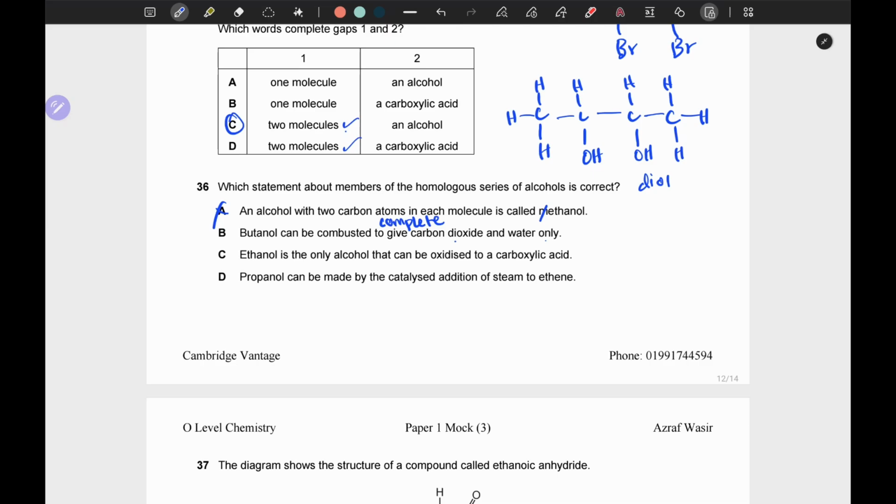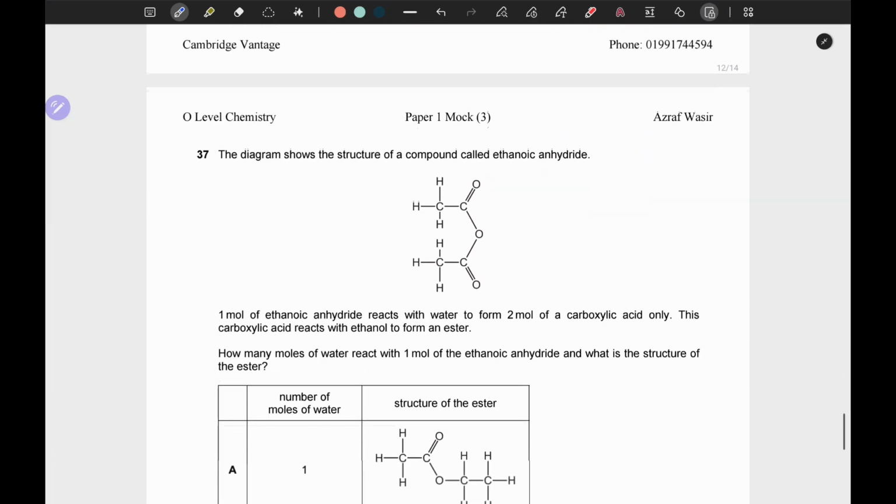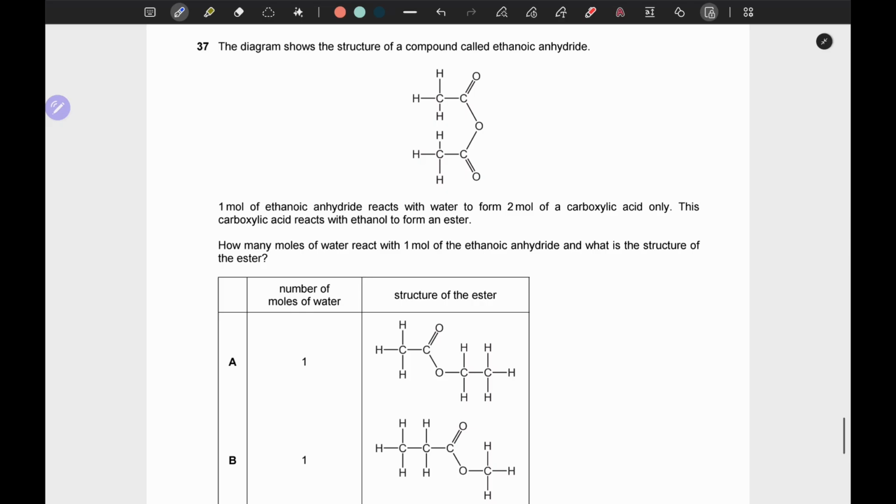Ethanol is the only alcohol that can be oxidized to carboxylic acid. That is wrong. All alcohols can be oxidized. D. Propanol can be made by catalyzed addition of steam to ethene. It should be propene because we are looking for propanol. So again, that is wrong. So the answer for 36 is B. Moving on to number 37.